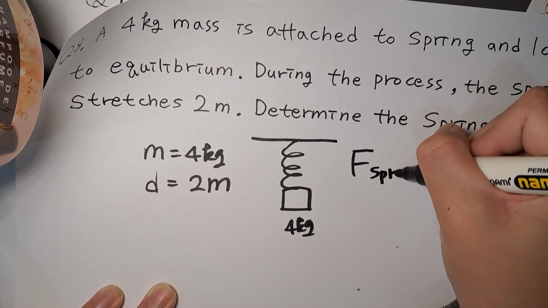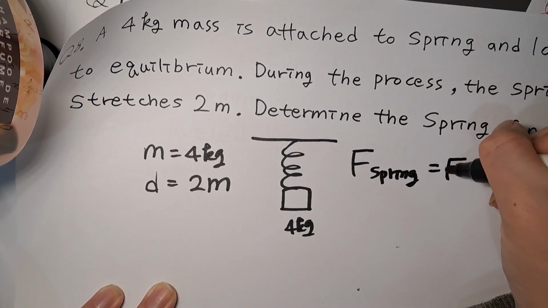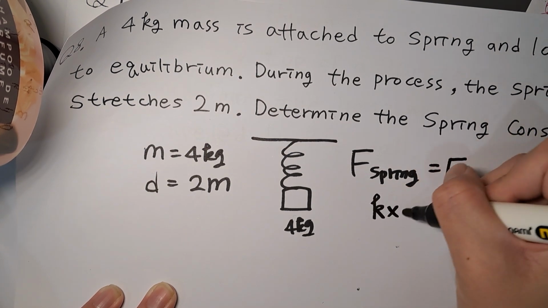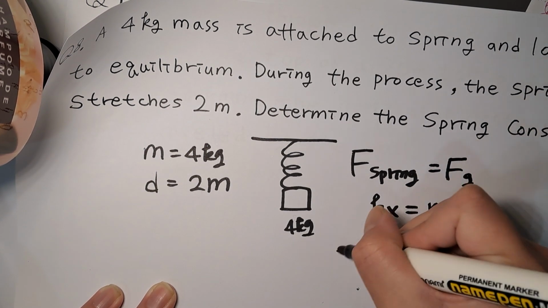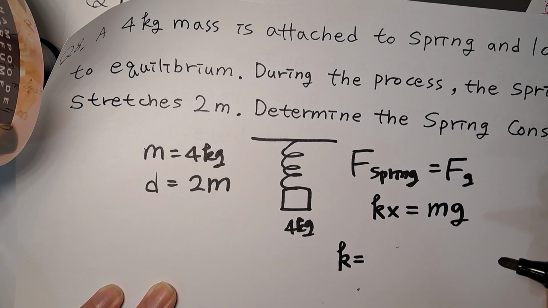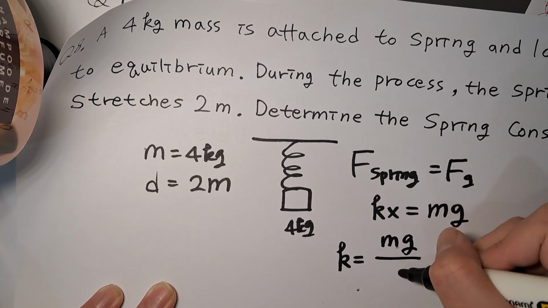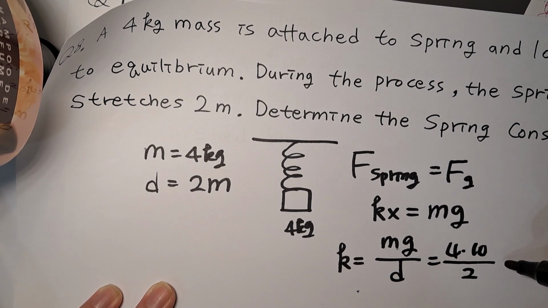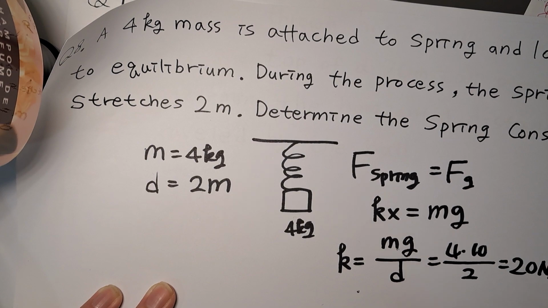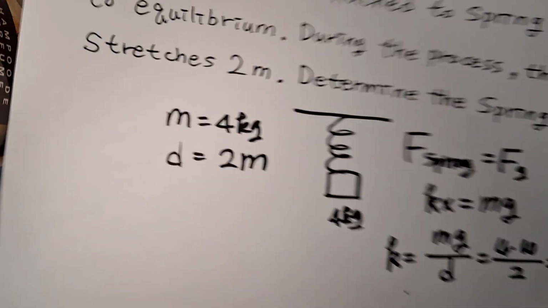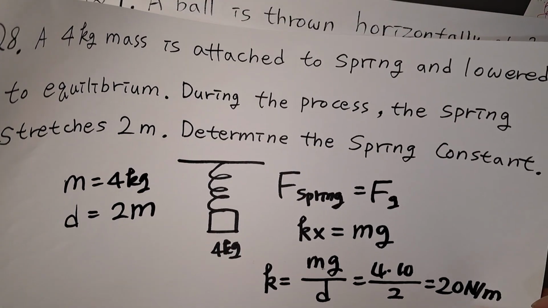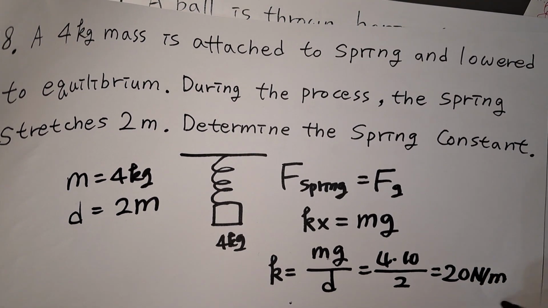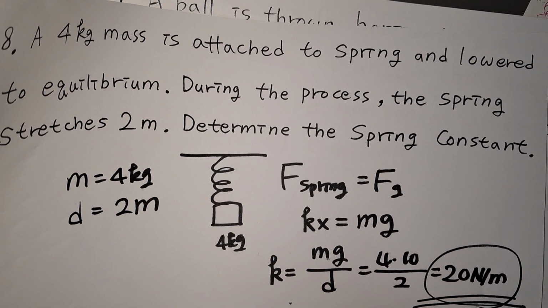So the spring force is going to be equal to the force of gravity. We can rearrange this equation to this. So we are going to apply these values. So the answer is going to be 20 Newtons per meter. This is going to be the answer.